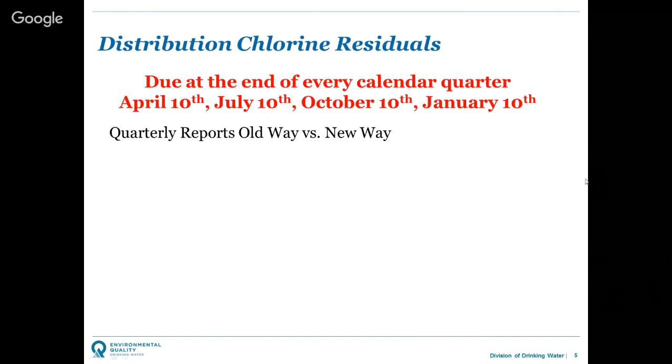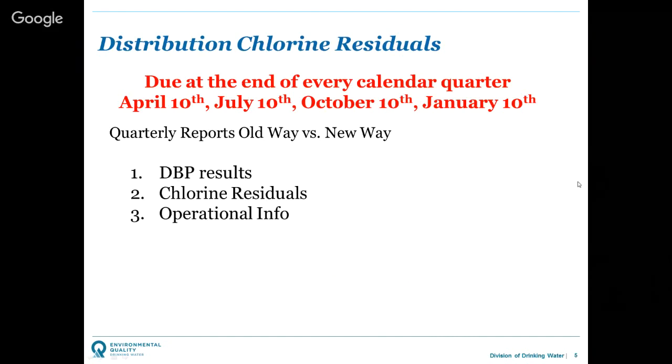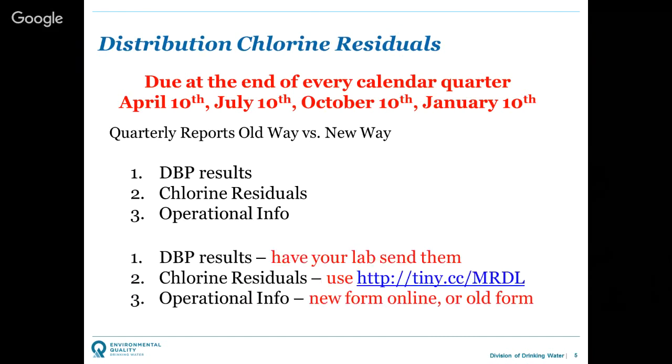The reason why we're talking so much about this lately is because we had the old way of doing it. It started in 2005. We had this gigantic Excel spreadsheet where systems were sending us DBP results, chlorine residuals, and operational information. And if you want to keep doing it the old way, that's great. Knock yourself out. But we are offering a new way of doing it. The new way is just having your lab submit the DBP results. Chlorine residuals, we have this online form that you can use to submit them. And then your operational information is on our website. There's a new form for that. You can use the new form or you can use the old form.